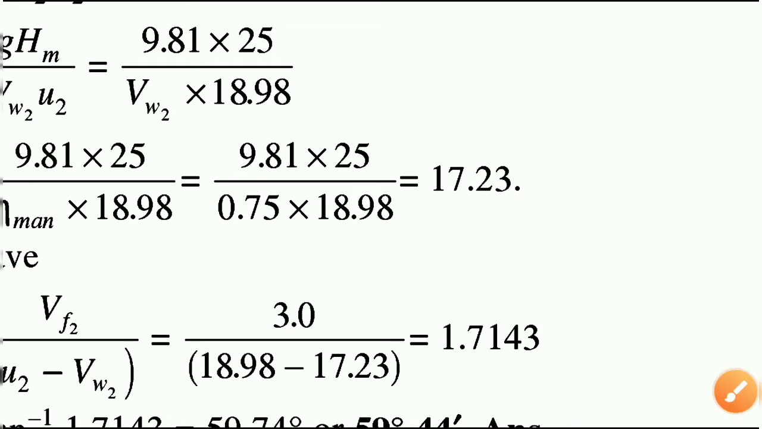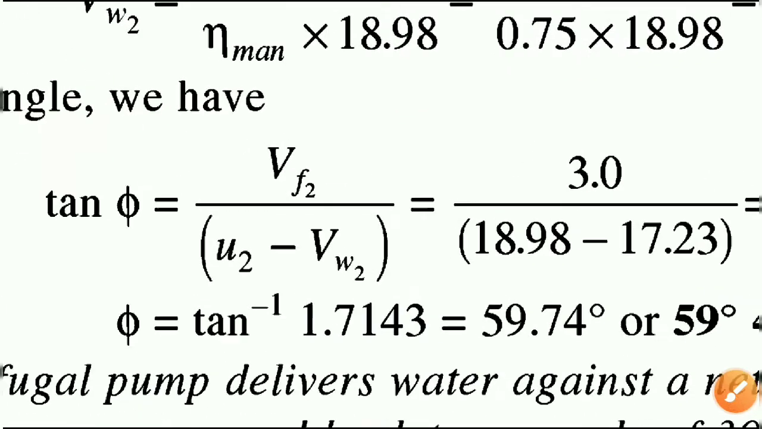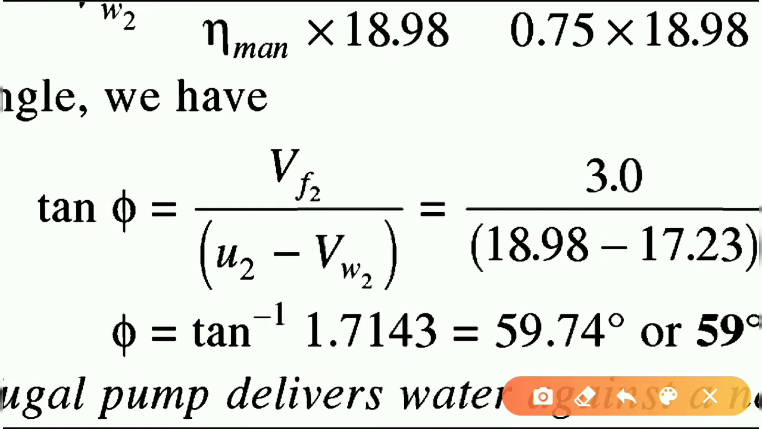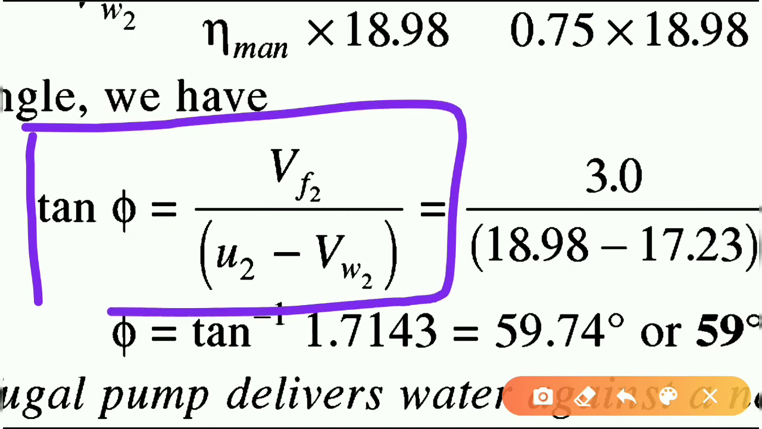So now we know all three values required to solve this final equation. Tan phi is equal to Vf2 divided by U2 minus Vw2.